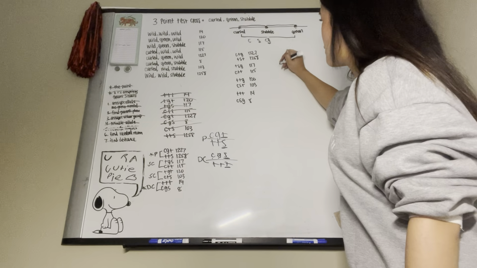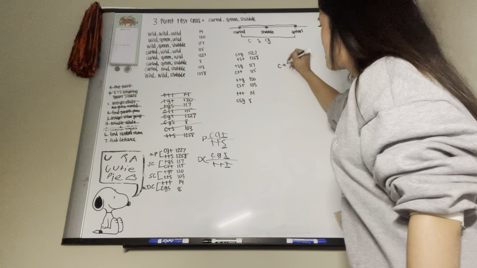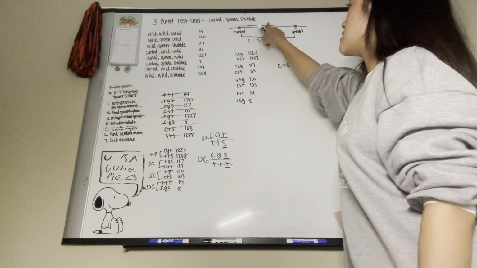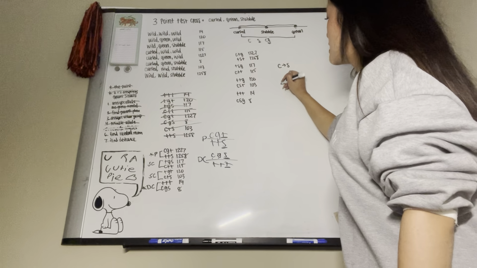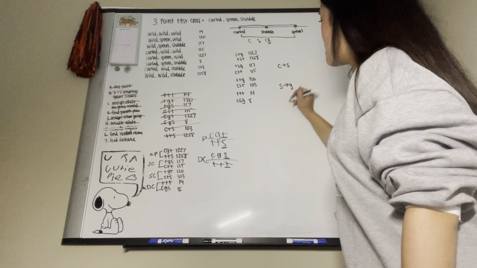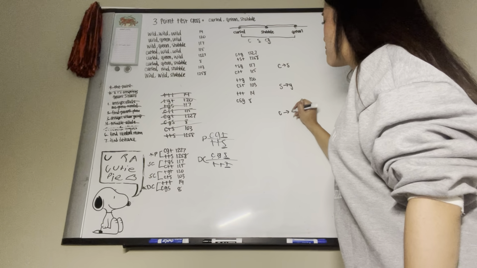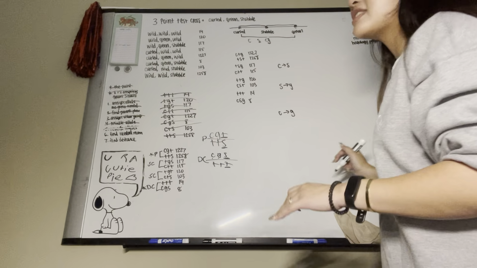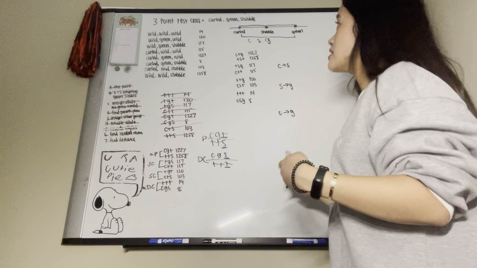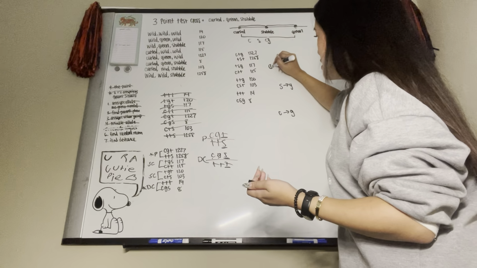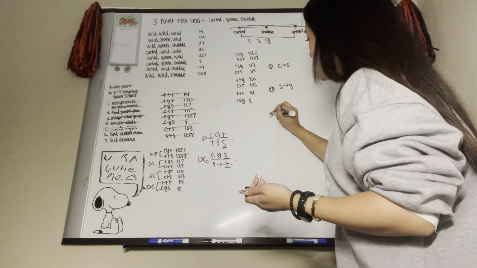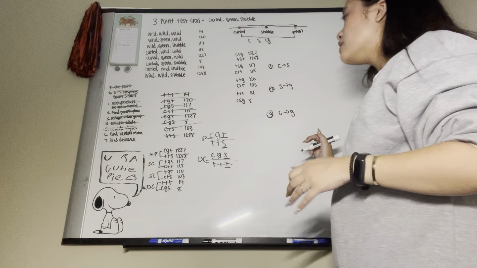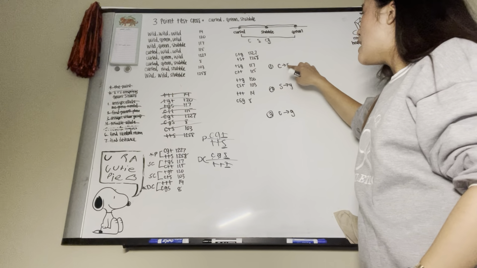First, we're gonna find the distance from C to S, right? Like I said, CSG, so we find the first distance from C to S, then the distance from S to G, and then the distance from C all the way to G. These are basically the last 3 steps you need to do in a 3-point test cross. I can't explain to you why, but I know how it works.